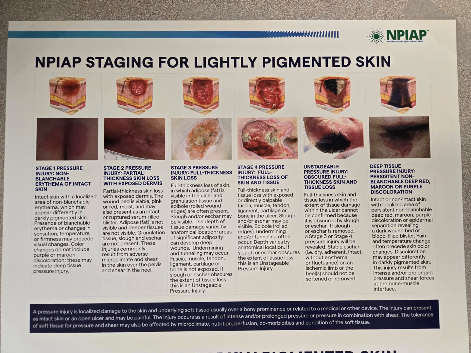A stage 2 means partial thickness. That means it's through that outer layer, but not all the way through. You should not see fat. You should not see muscle. You should not see bone in these. It should just be kind of partially through. It does need to be over a bony prominence or under a device. So if you find a wound on your patient's thigh and they've never had a device there and they've never been laying against something there, that's not a pressure injury because there is no source of pressure. So it needs to be some source of pressure to it.